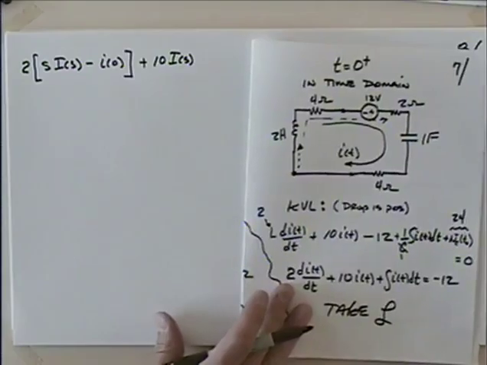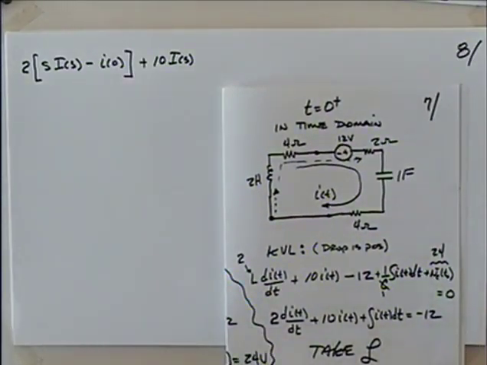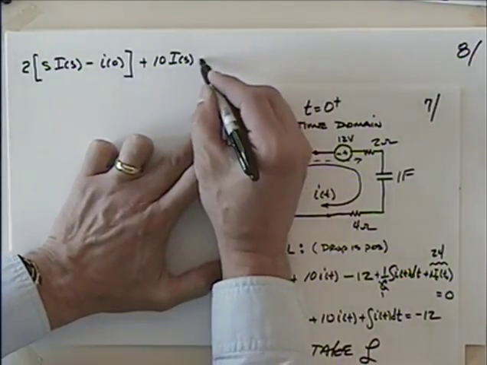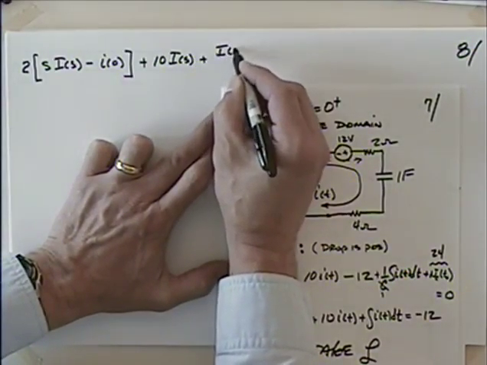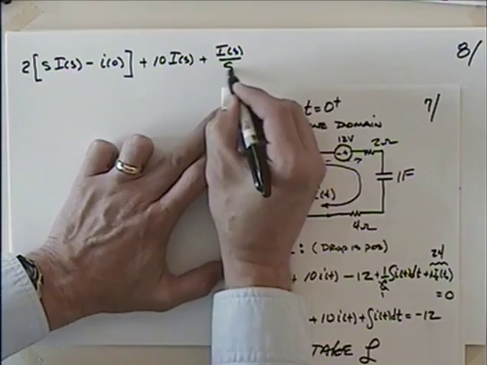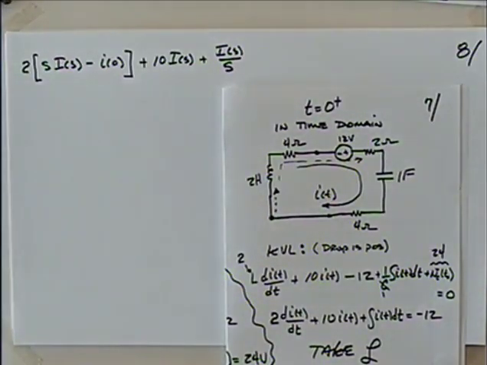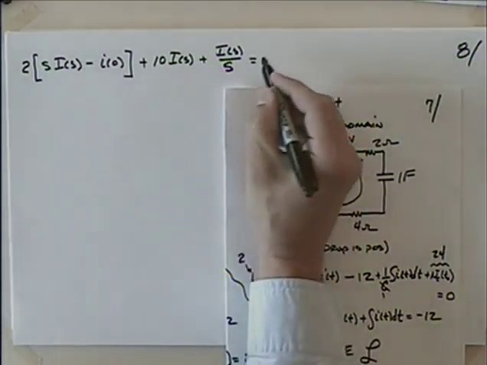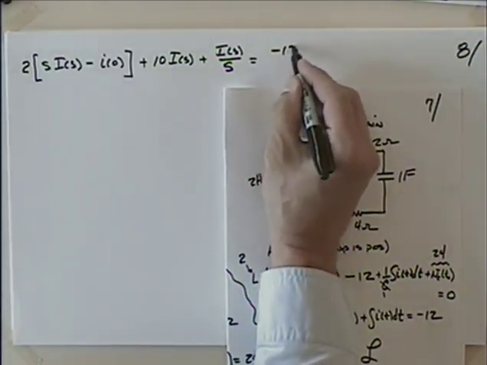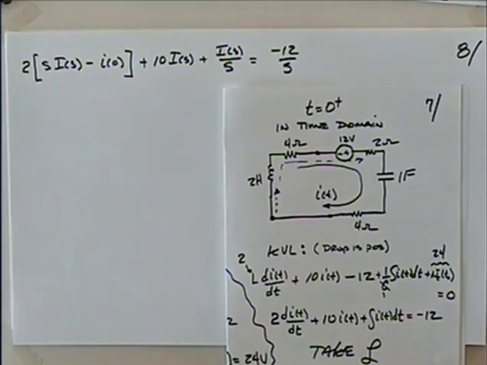And then what do we have? The integral, that was the real bargain, right? Plus I of s divided by s, that would have been nice in Math 252, right? Is equal to minus 12 over s. There's our step function. So I think we're good there.